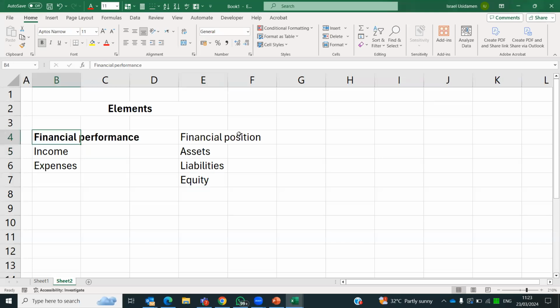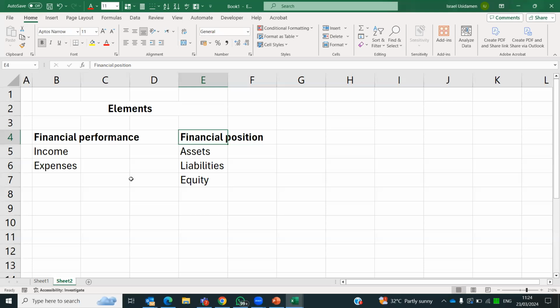So sometimes some people will tell you that there are five elements of financial statement. They are not wrong. It's also correct. Some people will tell you that there are two broad categories. They are not wrong. But anybody who tells you there are two broad categories, probe further, ask them again, in each of those categories, which elements are inside. So for financial performance, we have income and expenses. For financial position, we have assets, liabilities, and equity.